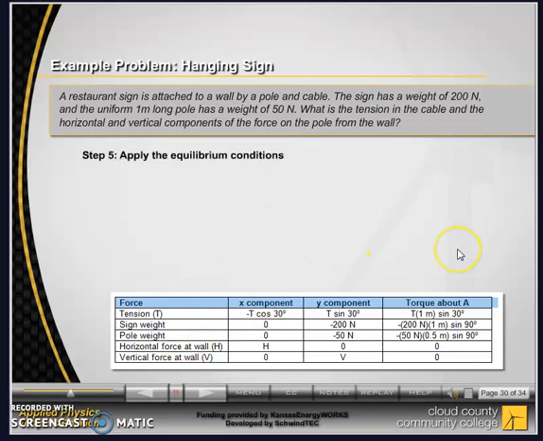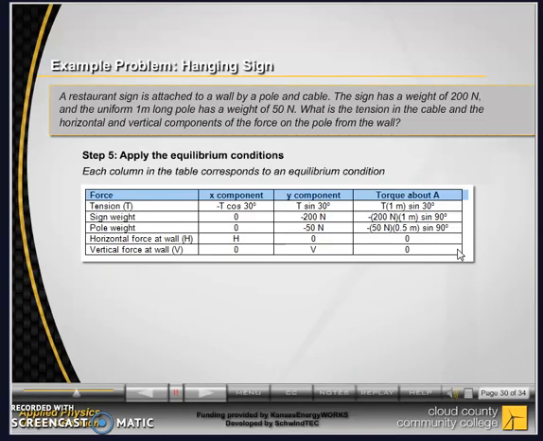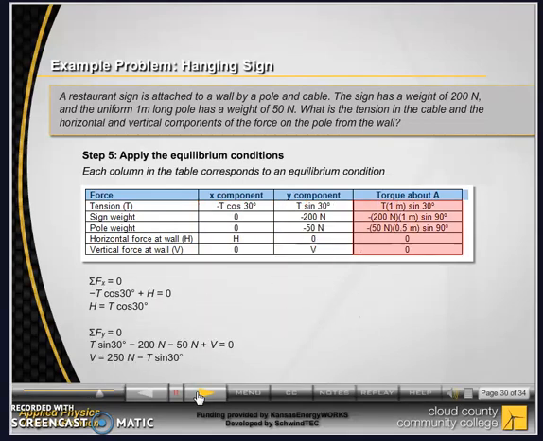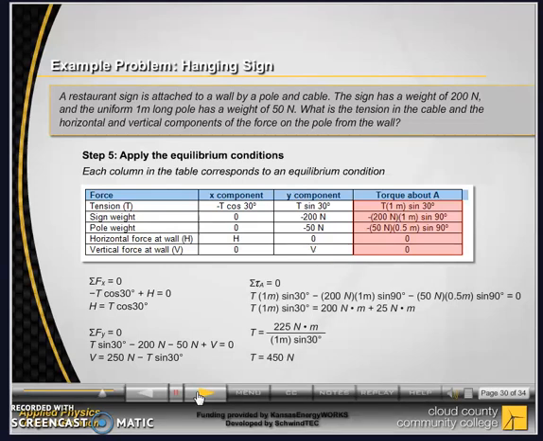Step 5. Apply the equilibrium conditions. Each column in the table corresponds to an equilibrium condition. The first column contains the x components. Adding the forces down that column and setting the result equal to 0 gives us this equation. Similarly, the second column represents this equation. The third column represents this equation.